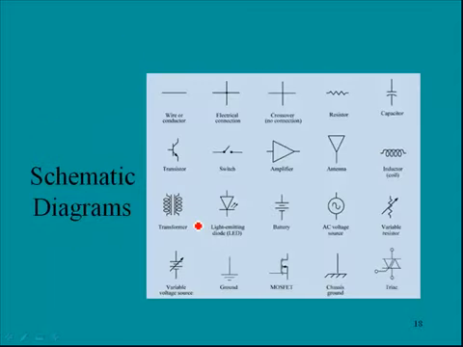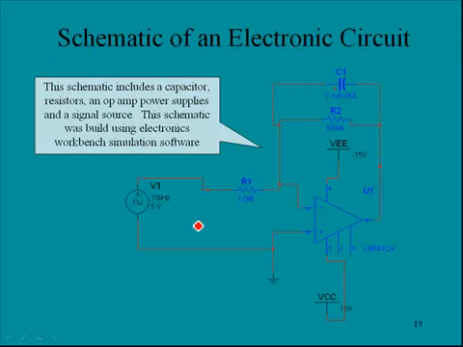And so here we see some common electronic components. Now, we're not going to go into these at this time. Throughout this course, we will probably look at every one of these. And then here we have a schematic of an electronic circuit. This actually comes from your simulation software that you'll be using.